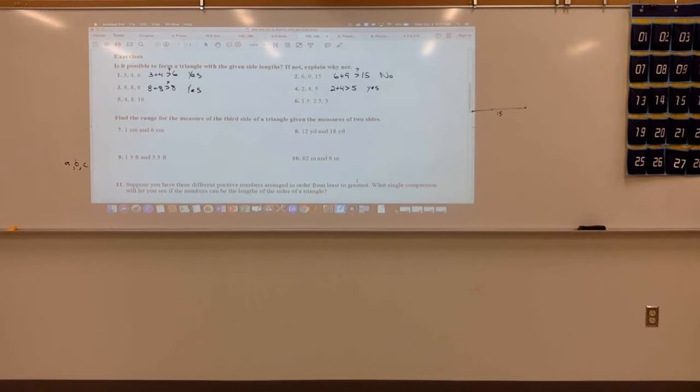Yeah, so we're saying if we add the 2 smaller sides together, it has to be greater than the largest side.